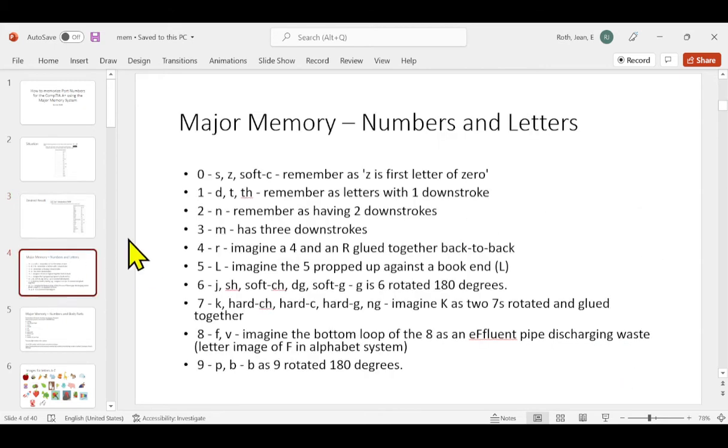So one approach for memorizing numbers is to associate those numbers with letters. And this is called the major memory system, where 0 represents S, Z, or soft C, 1 represents D, T, or TH, 2 represents N, 3 represents M, 4 represents R, 5 represents L, 6 represents J, 7 represents K, and that hard C sound, 8 represents F or V, and 9 represents P or B.